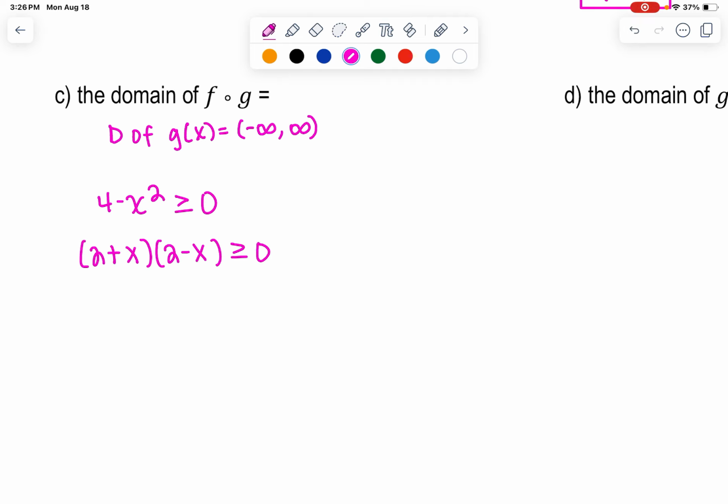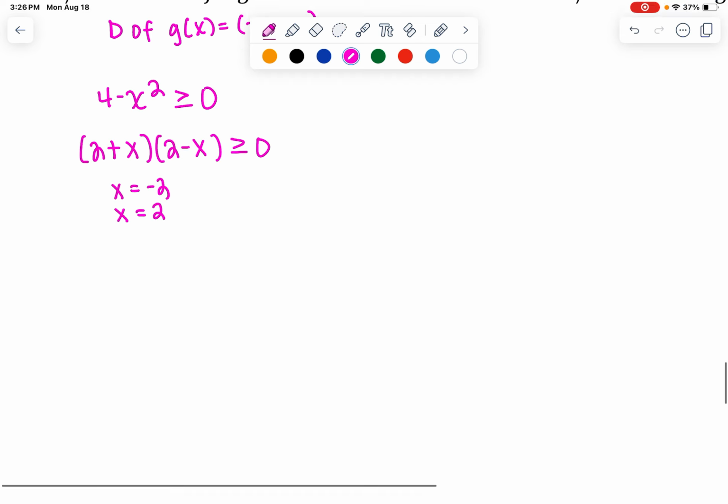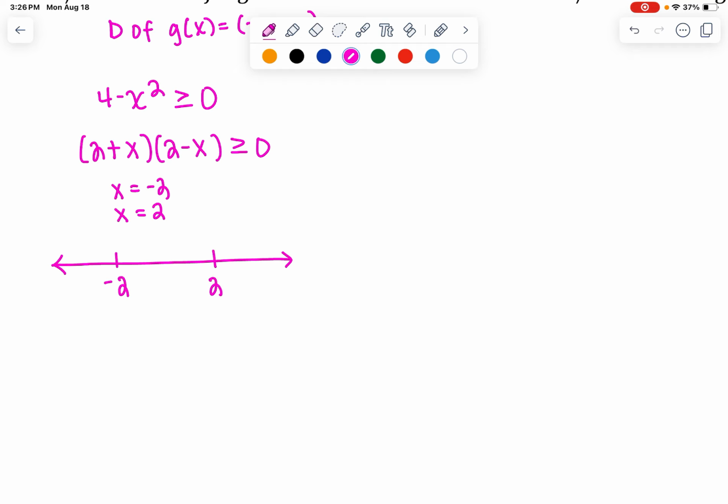Then we're going to find our critical values. We get x equals negative 2, x equals positive 2. And we're going to put those on a number line. Remember, when it's a quadratic like this underneath a radical, we have to visualize where the radicand is positive and negative, so that we can get our solutions, right? So we have negative 2 here and positive 2 here. Because it's greater than or equal to, we are including negative 2 and 2 in our solution set.